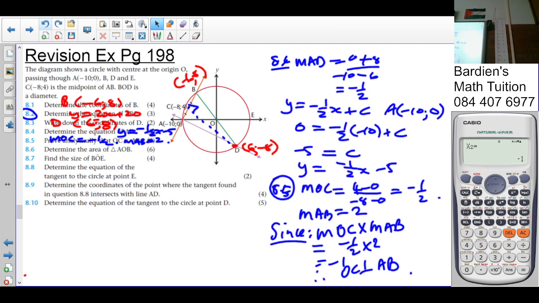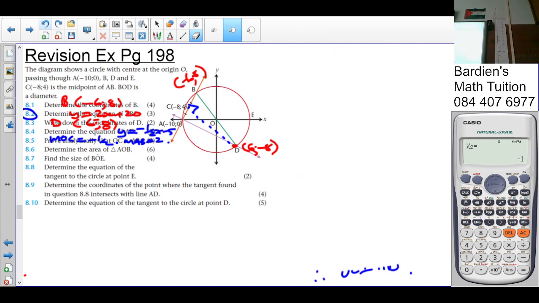In 8.6, they ask you to determine the area of triangle AOB. So if you look at triangle, whoops, we got AOB. Whoops, I drew the wrong thing earlier. The wrong gradient I worked out. Not worked out, but drew in. Okay, that is the gradient we worked out earlier. People, for 6 marks, of course, there's some working out that needs to be done.